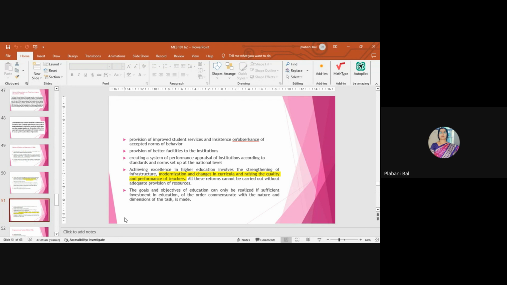So the Education Commission 64 had raised three major issues related to financing of education in India.